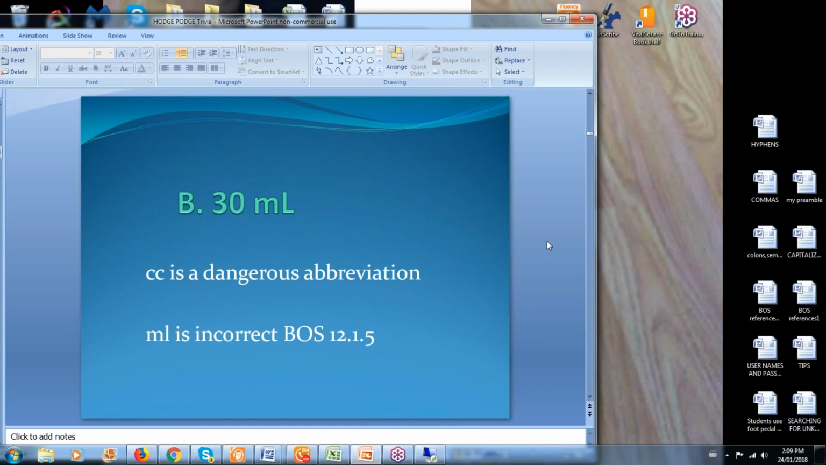Okay. It would be B, 30 small m capital L. CC is a dangerous abbreviation, and ML is incorrect. If you go to Book of Style 12.1.5, you'll see the proper abbreviated forms of ML or L or whatever. And as far as a list of the dangerous abbreviations, if you go in your Book of Style, 9.3.1 and 9.3.2 has a list in there.